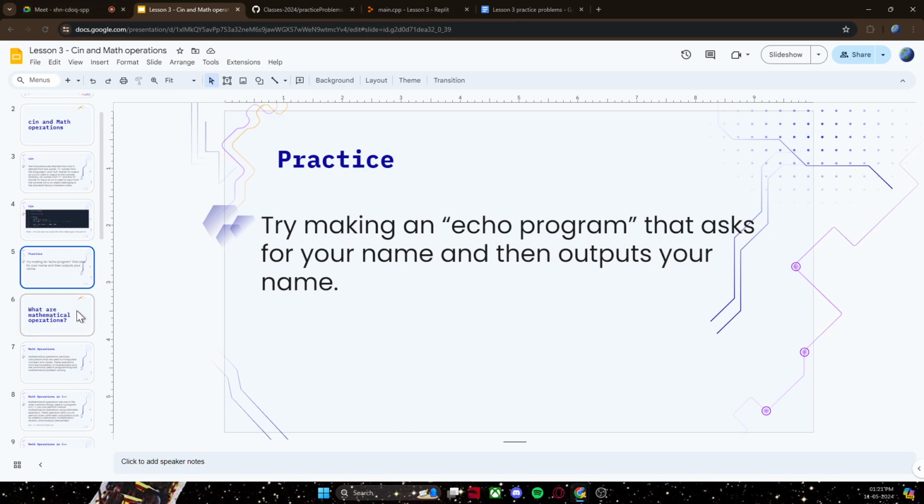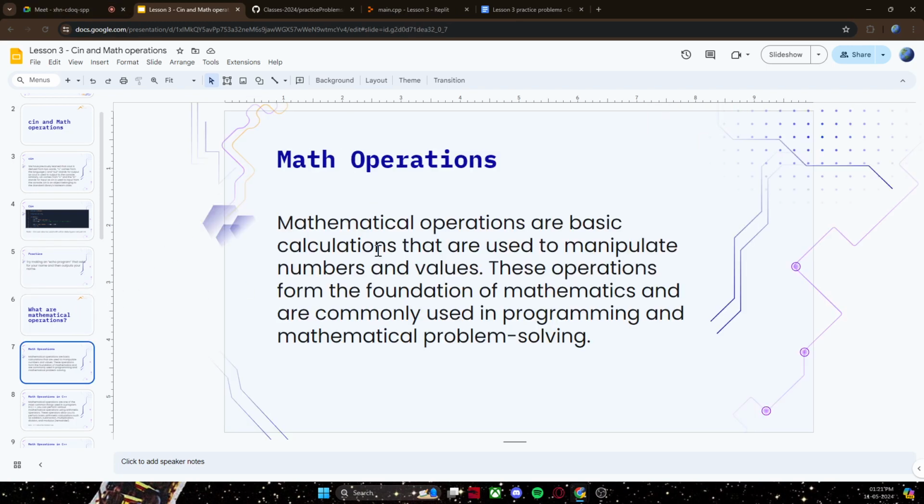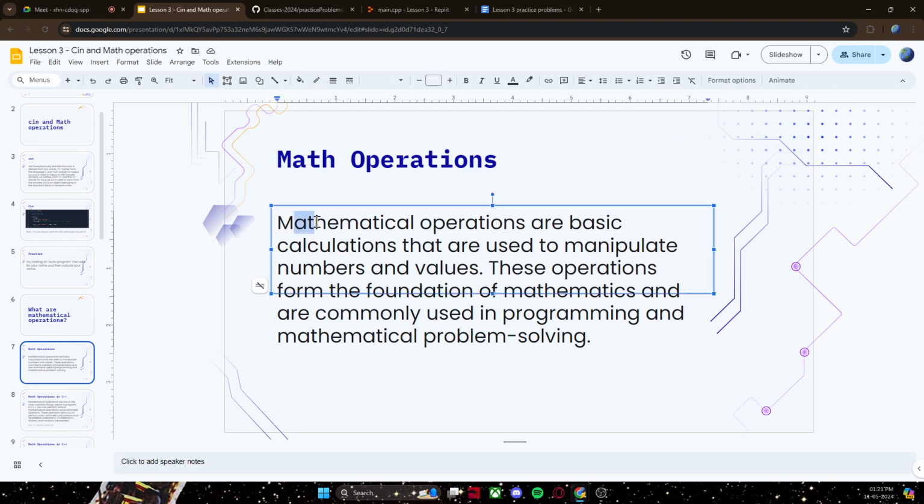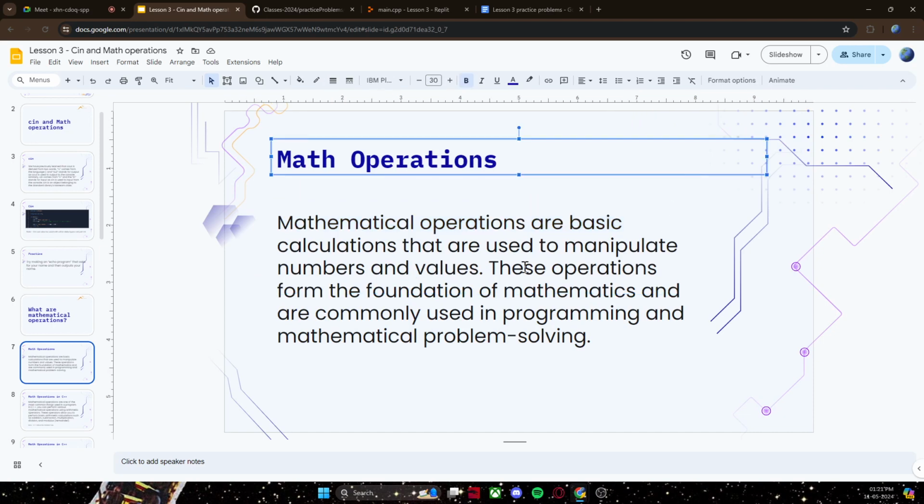Alright, no questions. Okay, math operations. So what are math operations? Mathematical operations are basic calculations that are used to manipulate numbers and values. These operations form the foundation of mathematics and are commonly used in programming and mathematical problem solving.